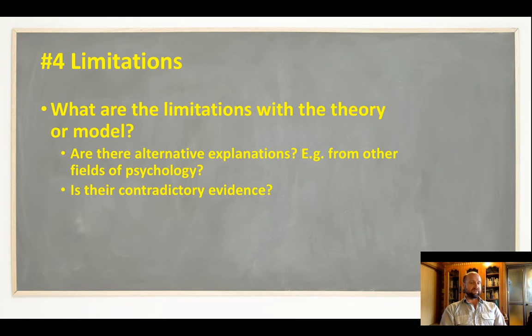Is there contradictory evidence? So you've looked at the evidence that supports the theory, but is there something that contradicts it? Is there a study that goes against the theory? And then I would just put a general category for other. There are lots of other ways you can evaluate it, but I think they're the two key ones.